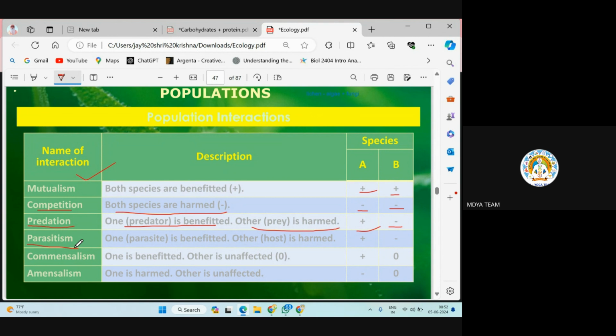Parasitism. So what is parasitism? In parasitism, like, what is the difference between predation and parasitism? In predation, one species will kill other species for food, and in parasitism, one weak species will enter the body of other strong species in order to get food. So in this parasitism, one parasite is benefited. Parasite means the weak species who is going in the body of the strong species, and the host will be harmed. Can you just give example of parasitism?